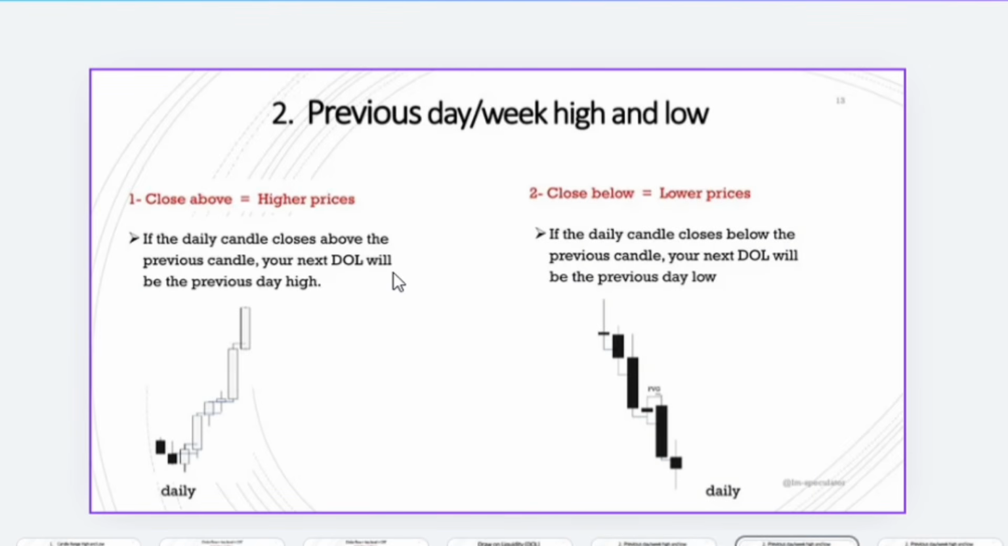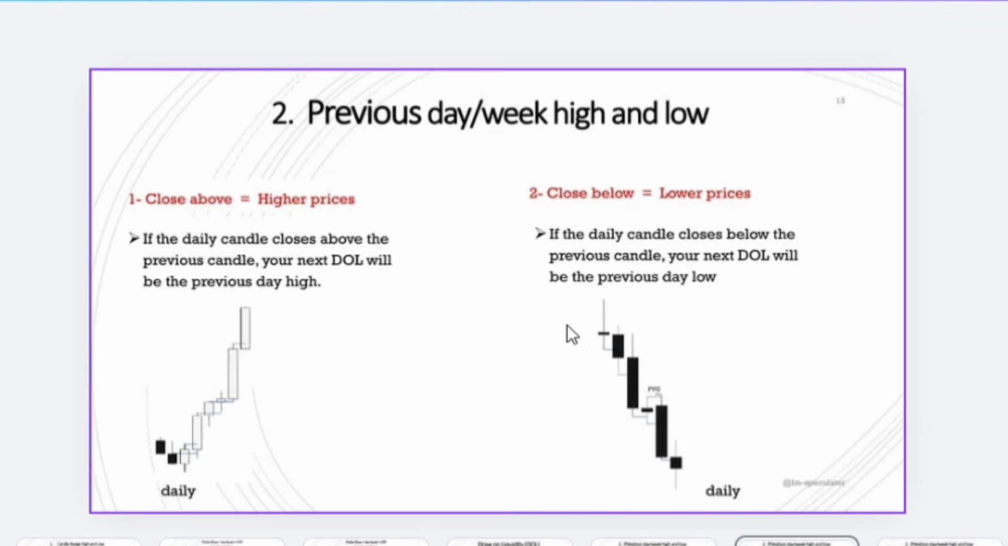Let's break it down step by step. First of all, we're talking about the close above, which equals higher prices. If this is a bullish candlestick and price creates a new bullish candlestick and closes above this one, automatically this is our next draw on liquidity, because we're expecting price to close and also sweep it. So if price keeps opening and closing above, that previous candlestick high will automatically become our draw on liquidity.